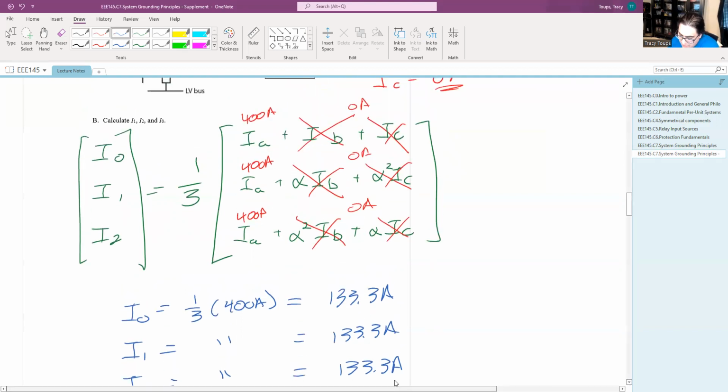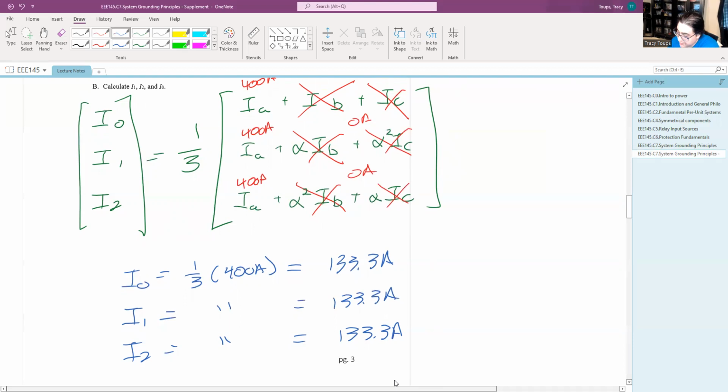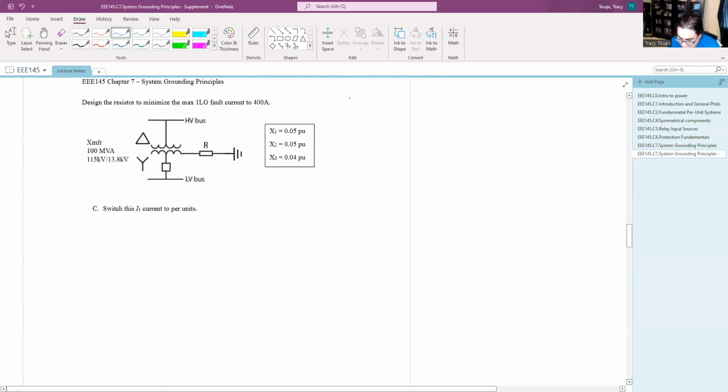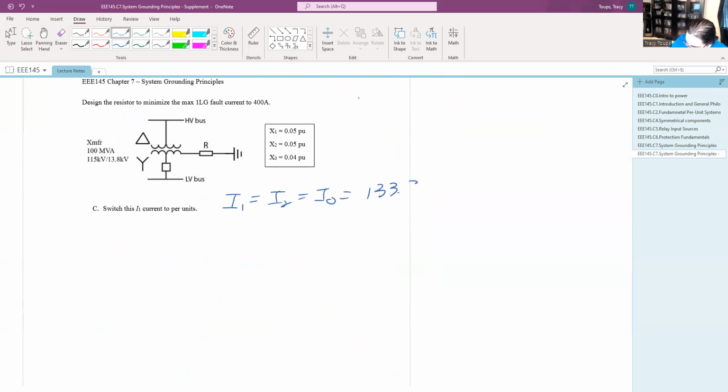Okay, so now we have I1, I2, and I0, but notice they're in amps, and our impedance of the transformer right here is in per units. So we have a disjoint. We need to convert the current into per units, which is the next step. So remember, I1 is equal to I2, which is equal to I0. This is 133.3 amps. Now I need to convert this into per unit. So I'm just going to convert I1. So I know I1 equals 133.3 amps. I need to divide that by my base current.